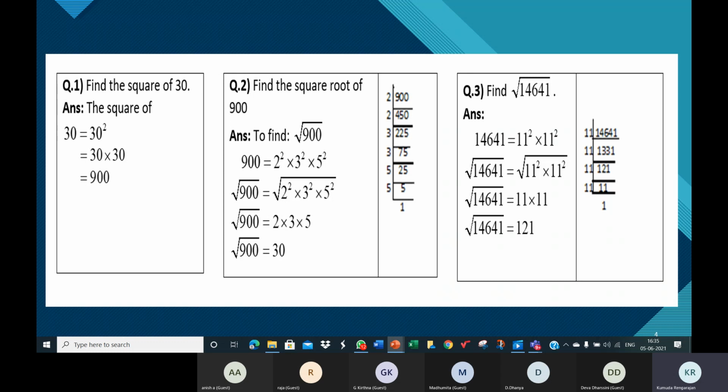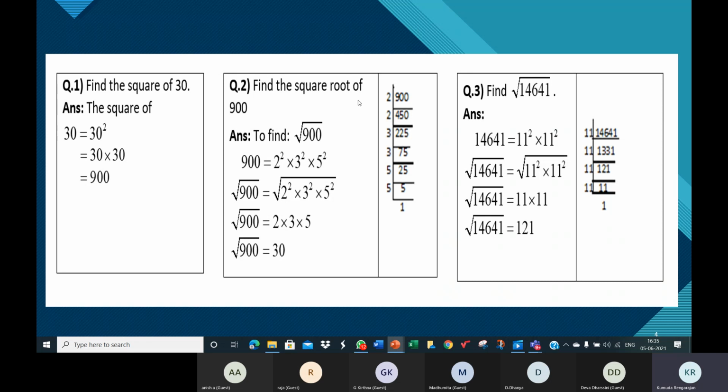If no particular method is specified, you can use any method. Both the methods will give you precisely the same answer. But for larger numbers, we prefer the long division method.